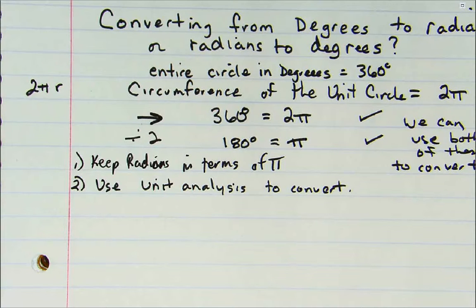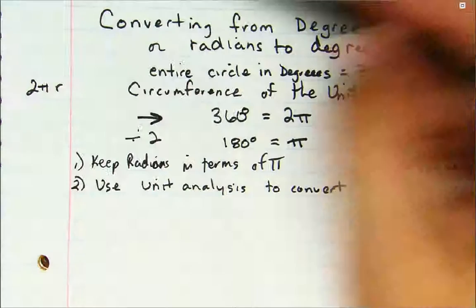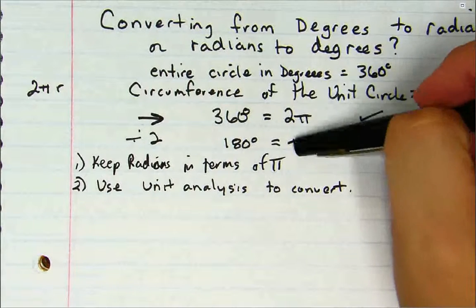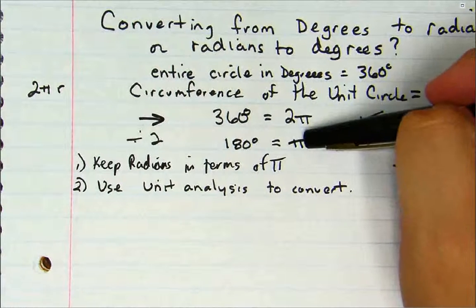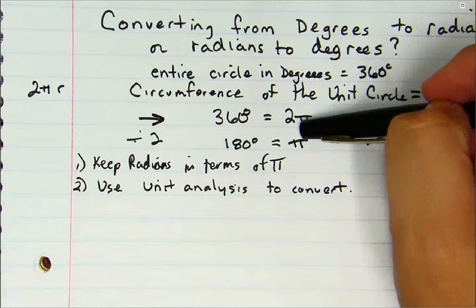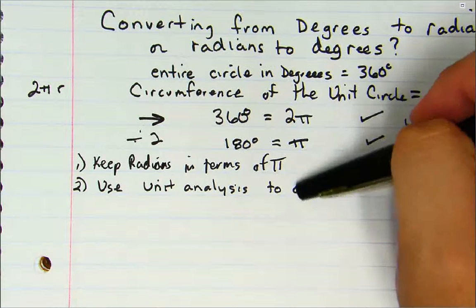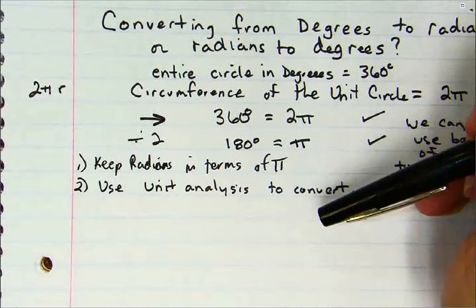And it works on the premise that you can divide out units. So if you have a unit in the top, in the numerator, that you want to get rid of, we use a conversion factor, which is what these two things are. These are our conversion factors. You can use either one, I don't care. And we can divide it out.